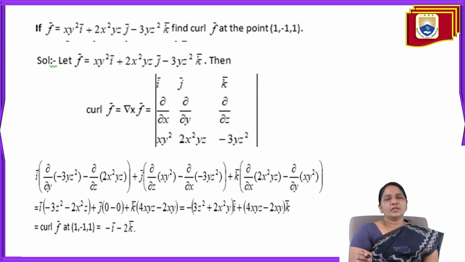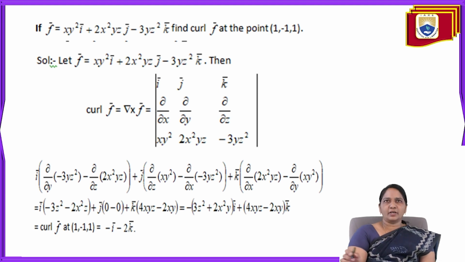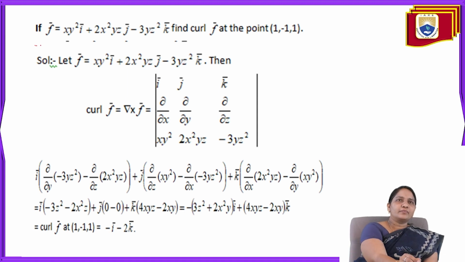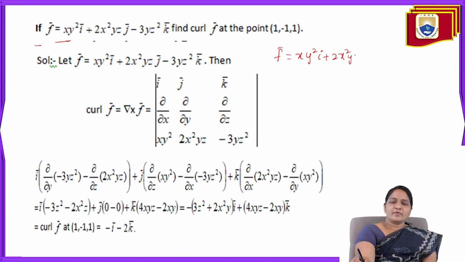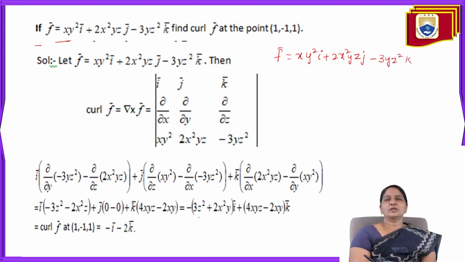So, here we can see how we can calculate the curl F. By this problem, we can get clarity about this curl F value. If F bar is given like this, F bar equals x y square i plus 2 x square y z j minus 3 y z square k.